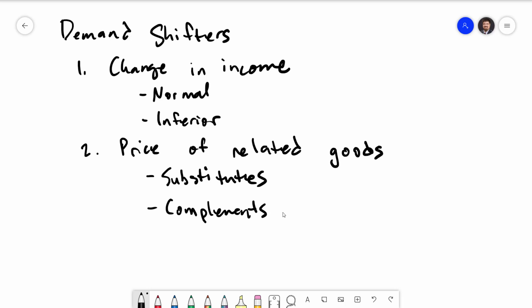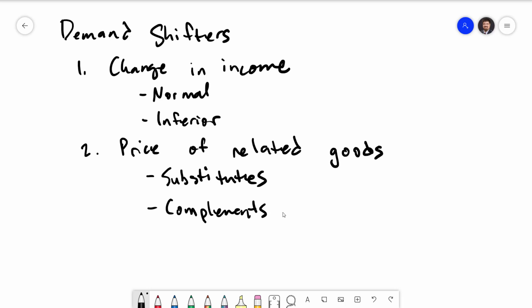Complements are goods that tend to be used together. Goods that are more than the sum of their parts when we have them at the same time. An example of this would be bagels and cream cheese. When the price of a good goes up, you're going to buy less of that, but you're also going to be buying less of its complements because those complements are not worth as much without the other good. For example, if the price of bagels were to go up, you would buy fewer bagels, but you would probably also buy less cream cheese.